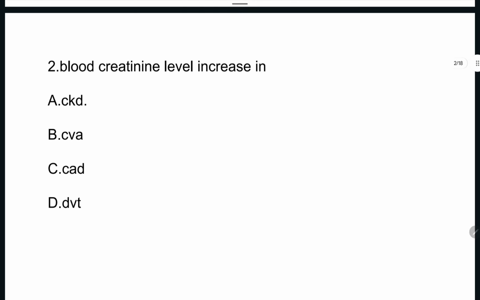The second question is, blood creatinine level increases in which condition? Okay, in the blood, creatinine is the electrolyte which increases.